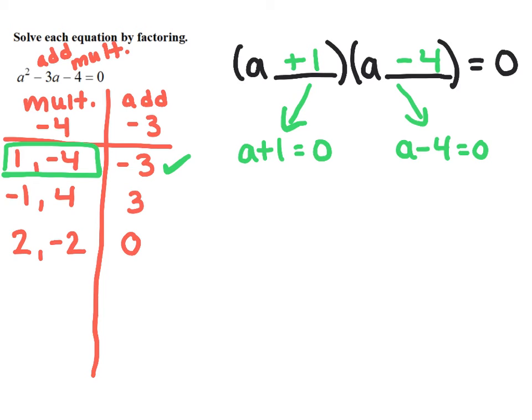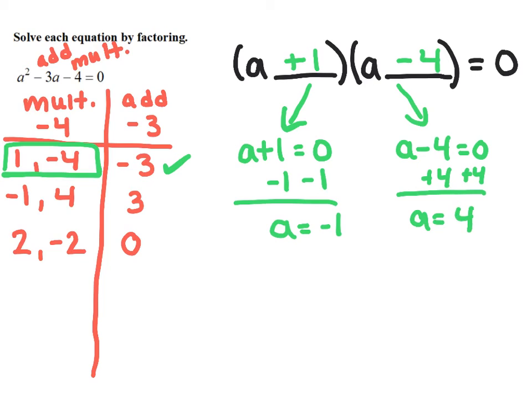If I solve the one on the left, I can subtract 1 from both sides to get a equals negative 1 and add 4 to both sides to get a equals 4. So in this case, a equals negative 1 or 4.